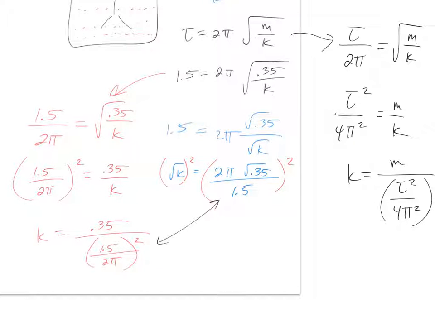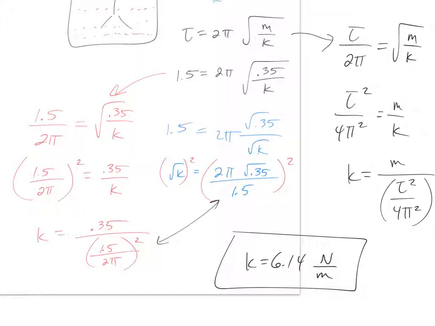Either way, what do you get for k? What do you get for k? Which simply means that it's going to take 6.14 newtons. That's a force. It's a weight, really. It's a force, a weight. It's going to take that much force to compress these springs a meter.